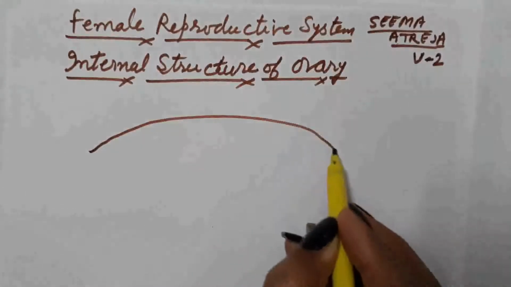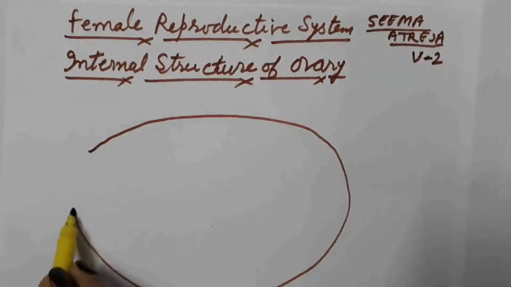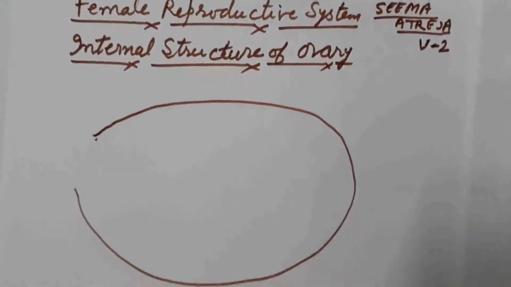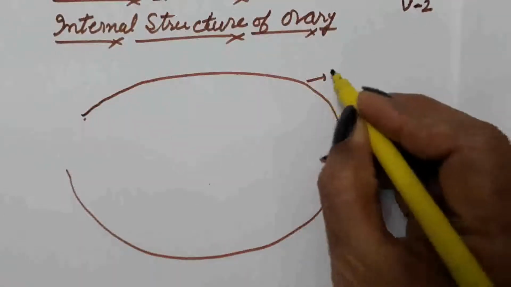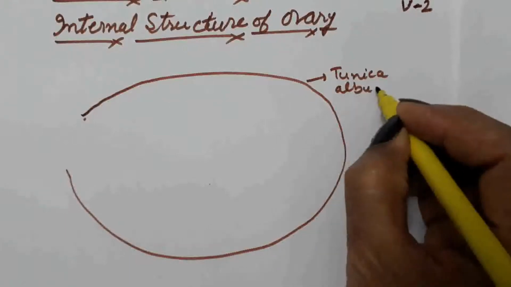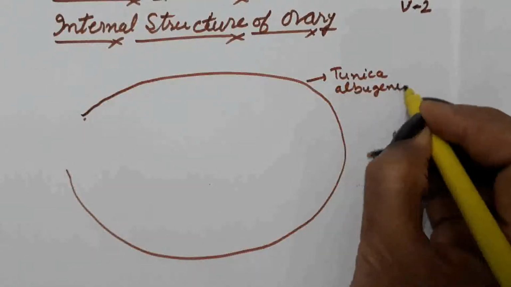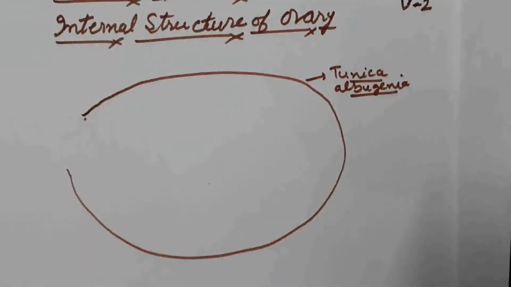This is the oval almond shaped structure of ovary I am going to draw in today's lecture. The outer covering is known as tunica albuginea. Internally it is divided into two parts.